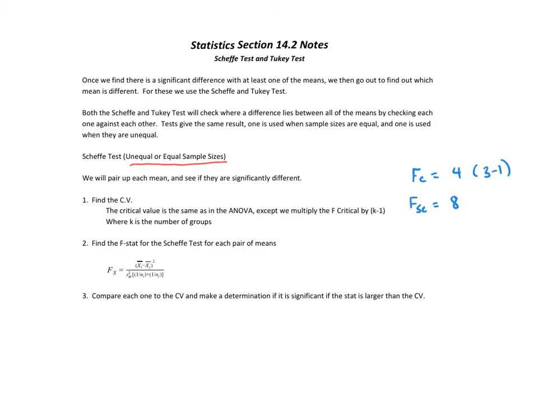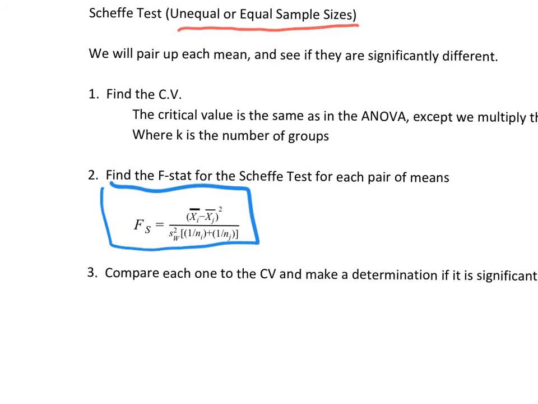Then what we'll do is look at each pair of means. So if there are 3 means, each pair of means would be comparing each of them to the others. We will calculate what's called the F-Scheffé test, the F stat for the Scheffé, and it's given by this formula. This formula looks a little crazy, but it's really not.